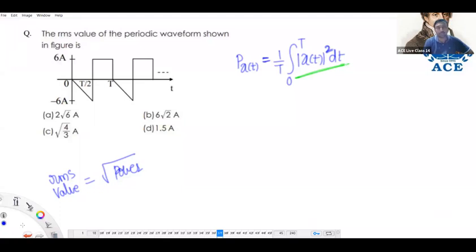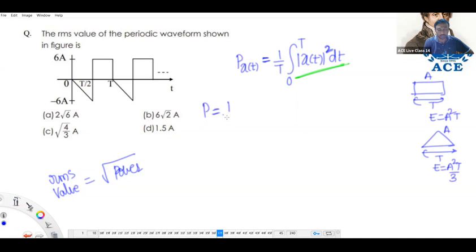Just recollect everyone. Rectangular part energy, how much have we written? A square T. Triangular part energy means A square T by 3. Use that relation, apply that relation.